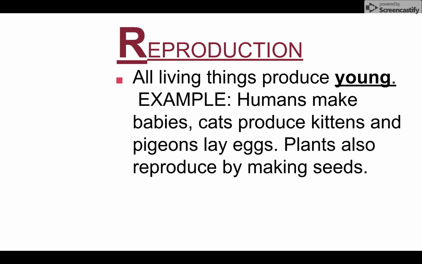Reproduction is the ability for a living thing to produce younger ones. All right, so this is a very clear example. A kitten is the baby of a cat, right? Human beings make babies. Chicken, because I love chicken. Chicken is produced by other chickens, right?